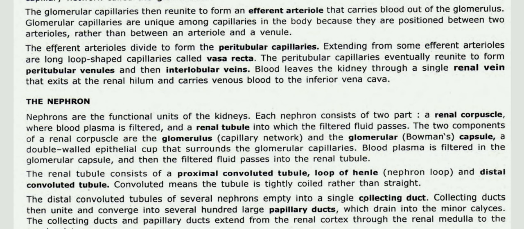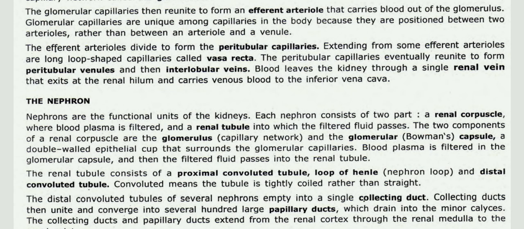So the glomerular capillaries then reunite to form an efferent arteriole that carries blood out of the glomerulus. Glomerular capillaries are unique among capillaries in the body because they are positioned between two arterioles rather than between an arteriole and a venule. Then the efferent arteriole divides to form the peritubular capillaries.